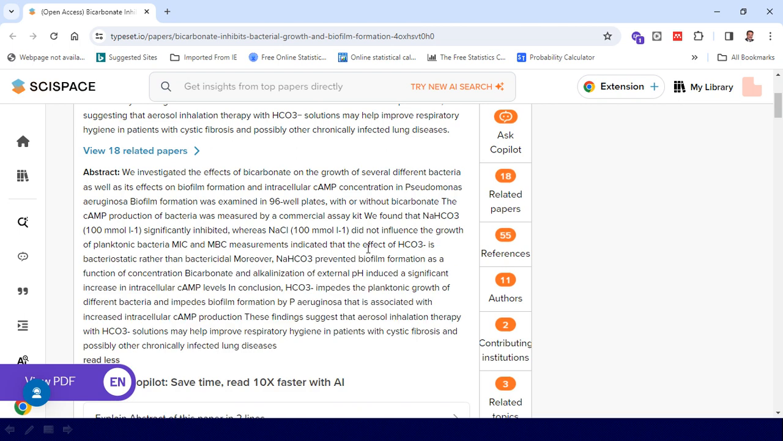MBC measurements indicated that the effect of sodium bicarbonate is bacteriostatic. Sodium bicarbonate prevented biofilm formation as a function of concentration. Bicarbonate and alkalization of external pH induce a significant increase in intracellular cyclic AMP levels. In conclusion, sodium bicarbonate impedes the planktonic growth of different bacteria and impedes biofilm formation by many bacteria.